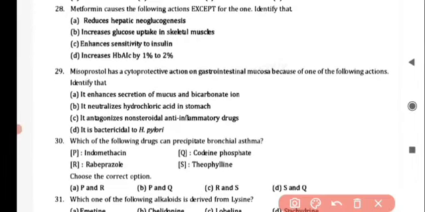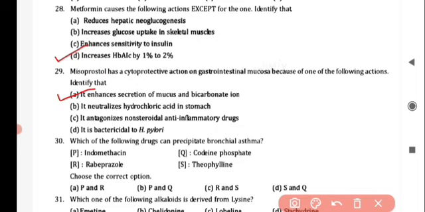The next question is, metformin causes the following actions except for the one, identify that. And the correct answer is option D, increases HbA1c by 1% to 2%. Question is, misoprostol has a cytoprotective action on gastrointestinal mucosa because of one of the following actions. Identify that. Now the correct answer is option A, that is, it enhances secretion of mucus and bicarbonate ion.